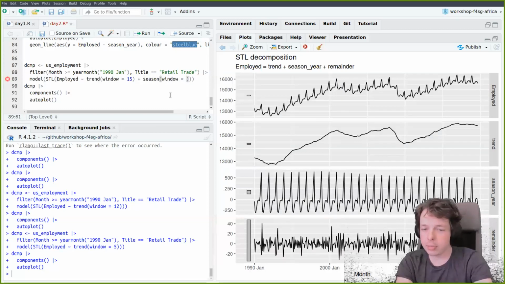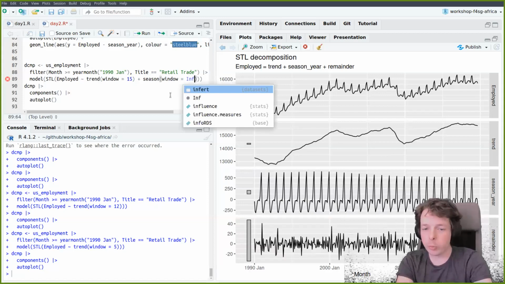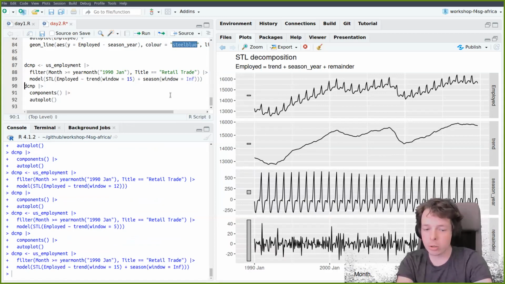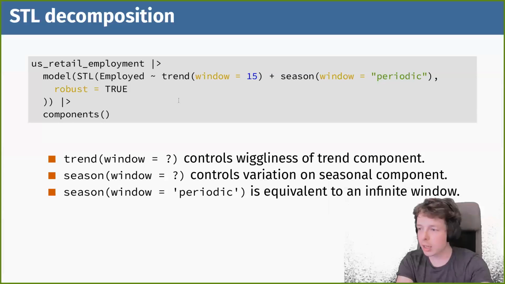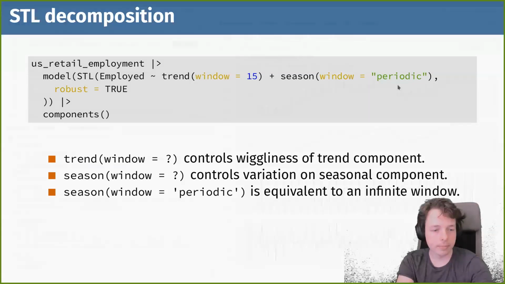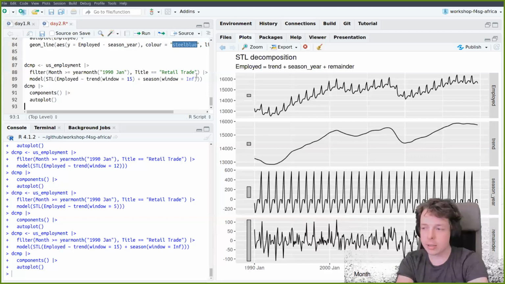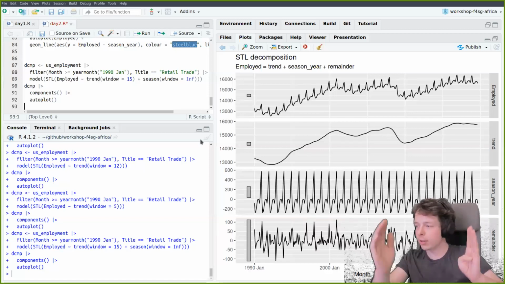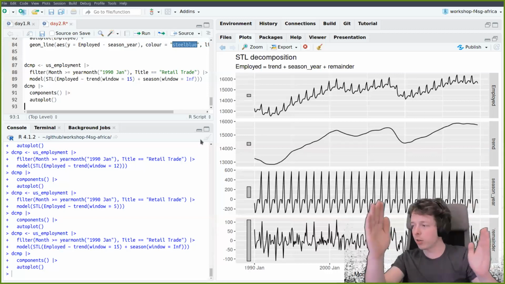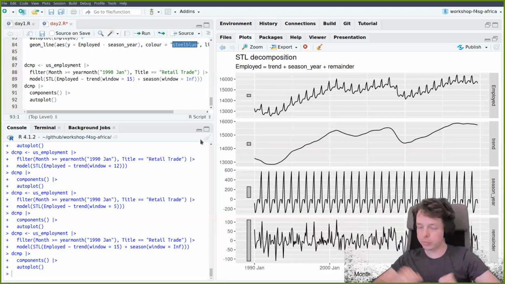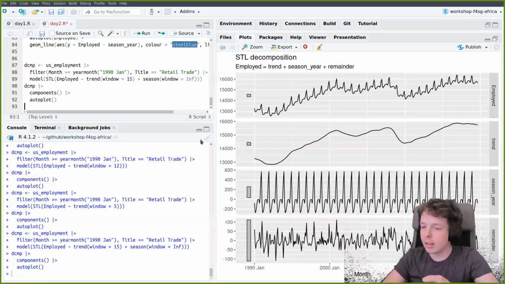The same thing can be done with the seasonality. Often we like to use an infinite window, or in the slides we used a periodic window. You can see periodic up here, which means the same thing. An infinite window means that we use a single window for the entirety of the data set. And that means that the seasonality doesn't change over time. So now you can see we have a single seasonal estimate that is fixed.